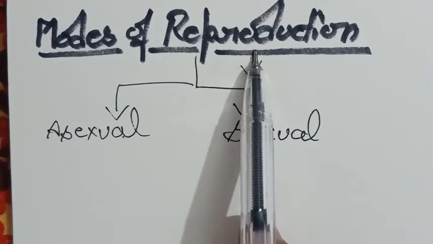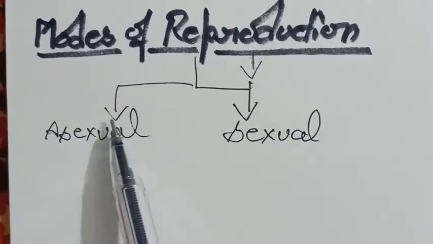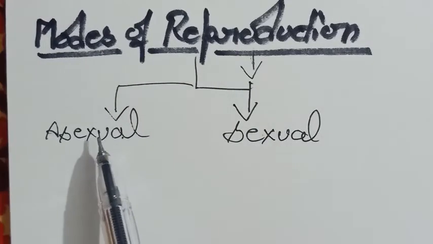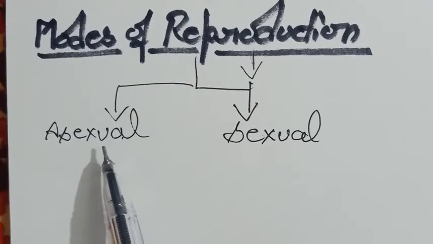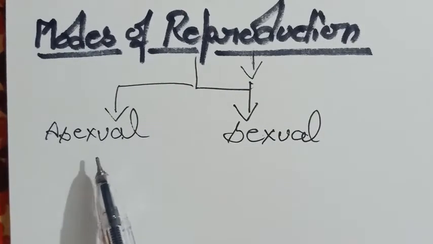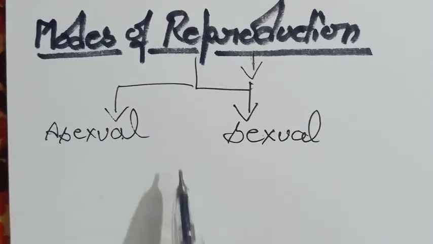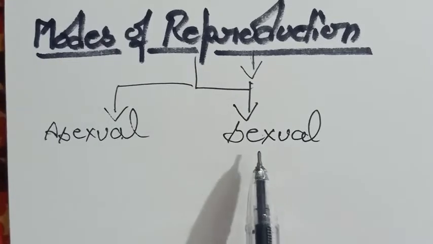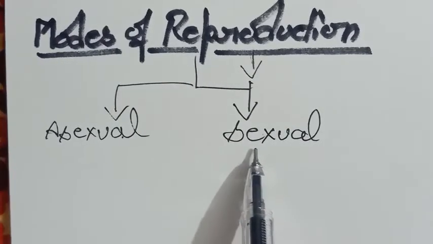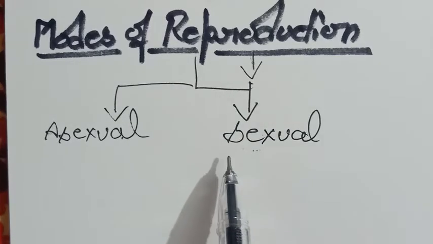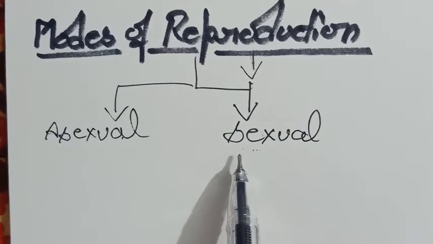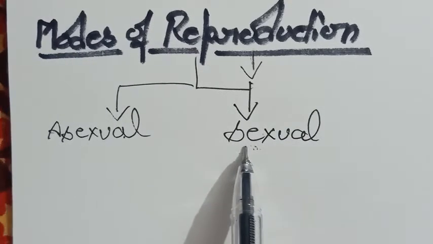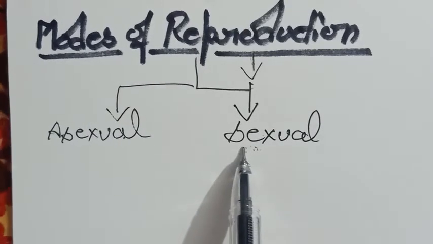Reproduction could be of two types. First one asexual reproduction, second one sexual reproduction. Asexual reproduction involves only one organism, meaning it involves the production of a new plant from a single parent only. There is no fusion of gametes and no formation of seeds. Whereas in sexual reproduction, gamete formation takes place as well as formation of seeds. It involves two organisms, one male and the second female, so it occurs by the fusion of gametes.